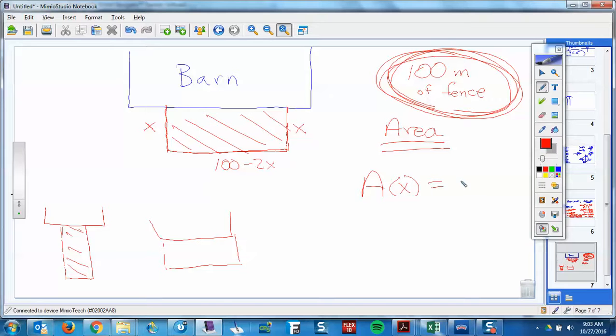Say that again. 100x minus 2x. Yeah, you went ahead and already distributed it, right? But it would be just X times 100 minus 2X, right? It'd be length times width, right? It'd be X times that, which you're right, would be 100x minus 2x squared. And that's all they want you to do.